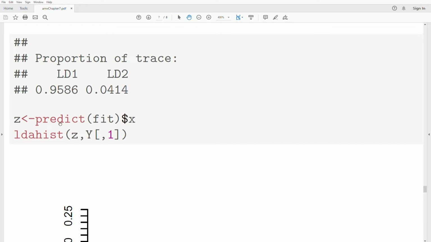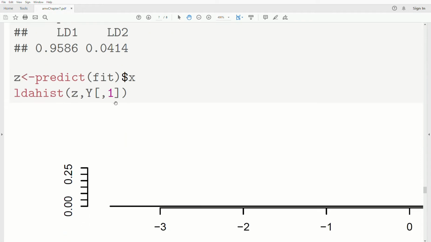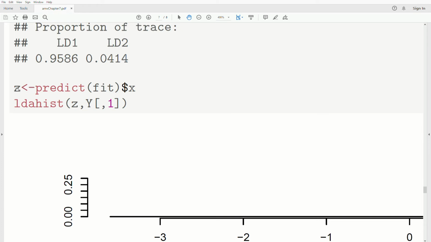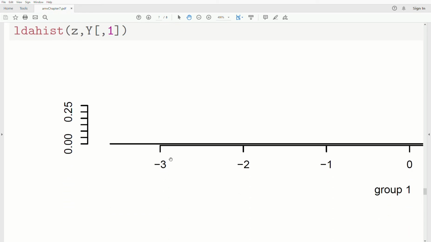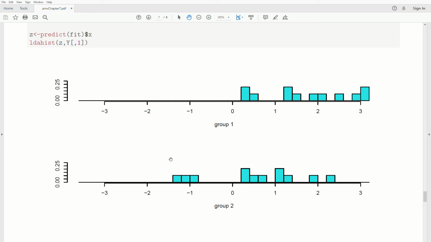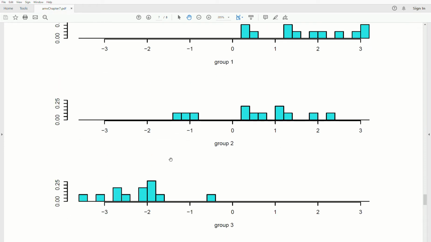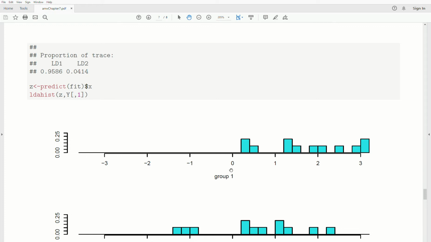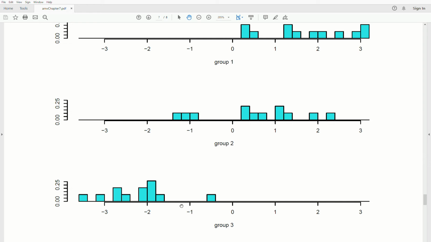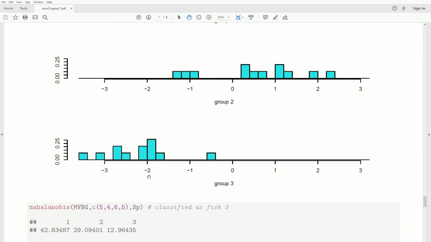Now let's predict. So let's use this model and then put our data back through it to see how well it predicts. And so we predicted LDH, and I need to make this smaller. So this is the predicted groups. So this is group 1, group 2, group 3. Right? You can see that they are a little bit different.